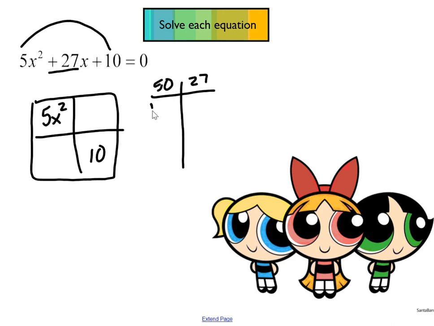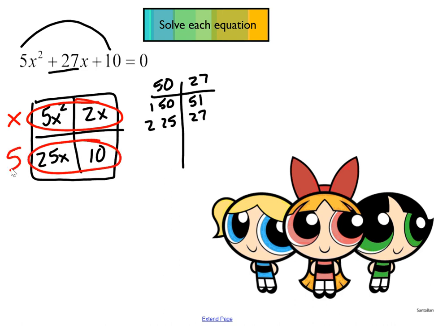So I start with 1 and 50. That gives me 51. Try 2 and 25. That gives me 27, which is what I want. So I'm going to use 2x and 25x. Now, the GCF in my top row is x. The GCF in my bottom row is 5. X times 5x will give me a 5x squared, and x times 2 will give me a 2x.